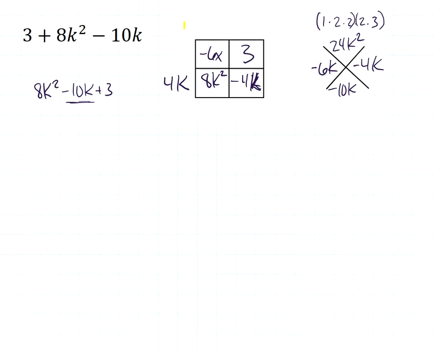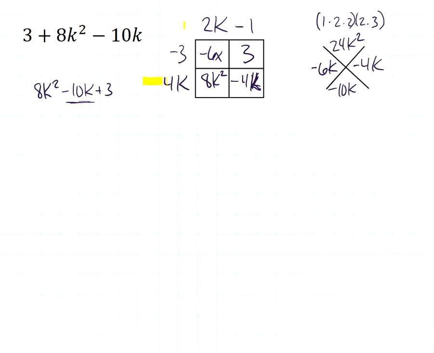So if I bring 4k out, that's the greatest common factor for those two. That means this top one is going to have to be a 2k. So when I multiply 2k times 4k, that gives me my 8k squared. And if this is 2k, and I need to get a negative 6k, that means this needs to be a negative 3. And if that's a negative 3, and I need to get a positive 3 out of it, this needs to be a negative 1. So as I look at it, I think all 4 of these are working now, right?